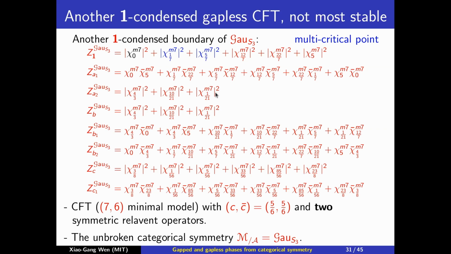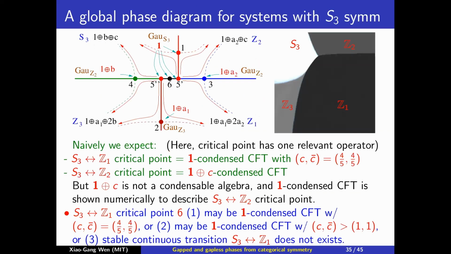So this suggests that there's another CFT with a one condensed boundary of S3 symmetry with only one relevant direction, but a much higher central charge. The central charge is higher than 1. Yeah, this is again something interesting. And do we have such a CFT? If you have some CFT, then maybe this corresponds to this transition. Okay, so that is the story.